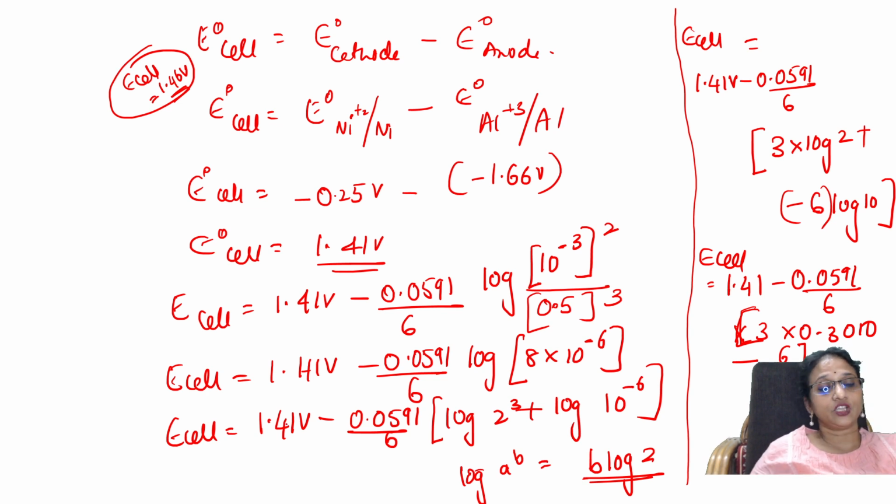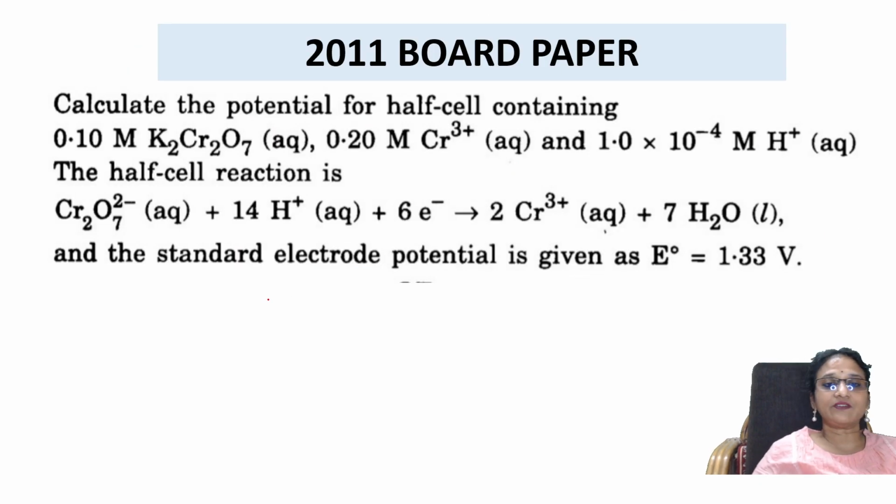That is nothing but your 2011 paper. So just check. Careful. Easy question. Nothing to get confused. Relax yourself and do the sum. Now 2011 paper. Calculate the potential of a half cell containing, this is given to you, potassium dichromate 0.10 molar, chromium is 0.20 molar, and H plus is so much. What is your work? You have to find standard electrode potential? No, they have given you standard electrode potential. E naught is given to you. What is your task? I have to calculate the potential for the half cell. That means, what should I calculate?